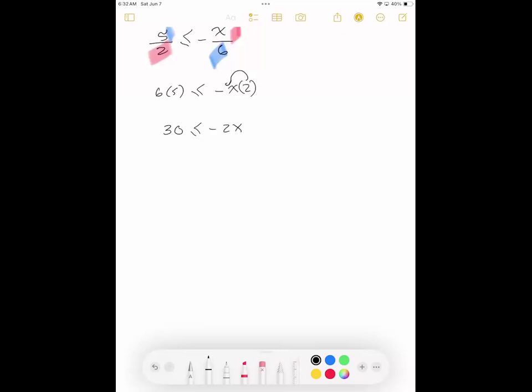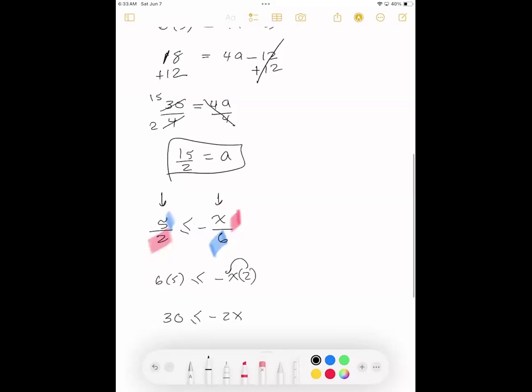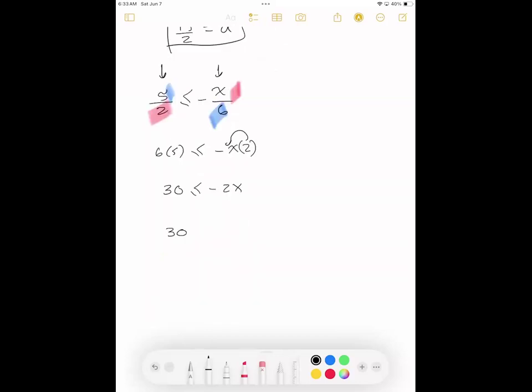Now I'll go on PEMDAS. I don't have anything being added or subtracted, but I have a number being multiplied. So opposite of multiplication is division. So I have to divide both sides by negative 2. But since this is an inequality, when you divide by a negative number, you have to remember to flip the sign. So that's the only difference between solving equations and inequalities. If this is an equation, you just go ahead, divide by negative 2, and you get negative 15 on this side and x on this side, and that stays an equal sign.